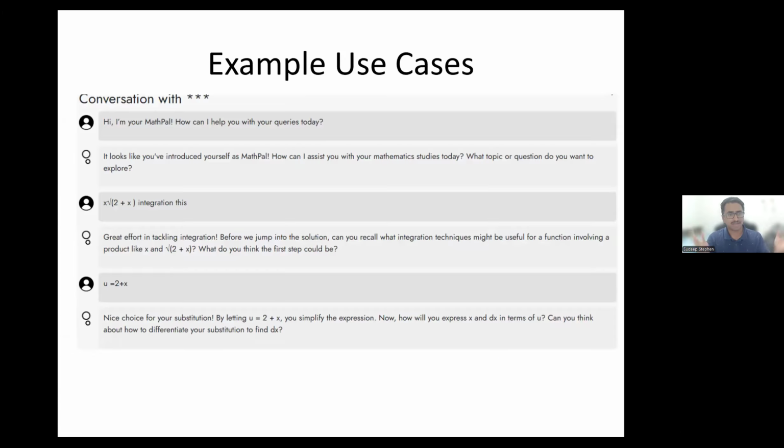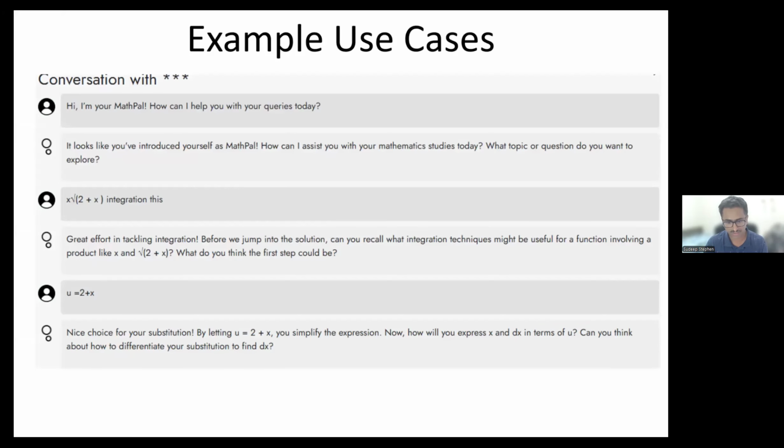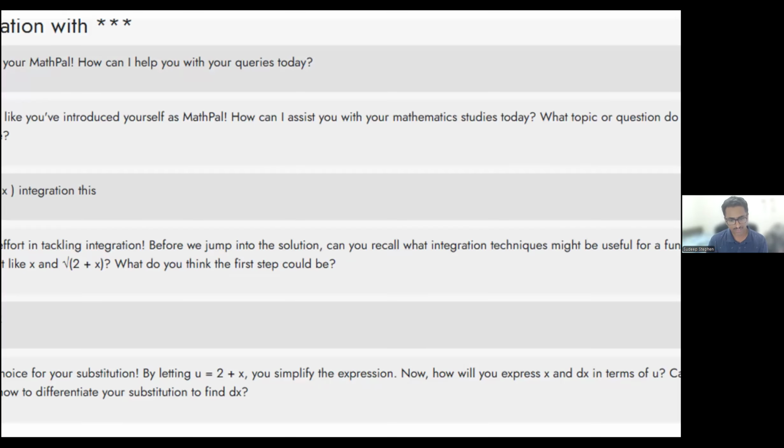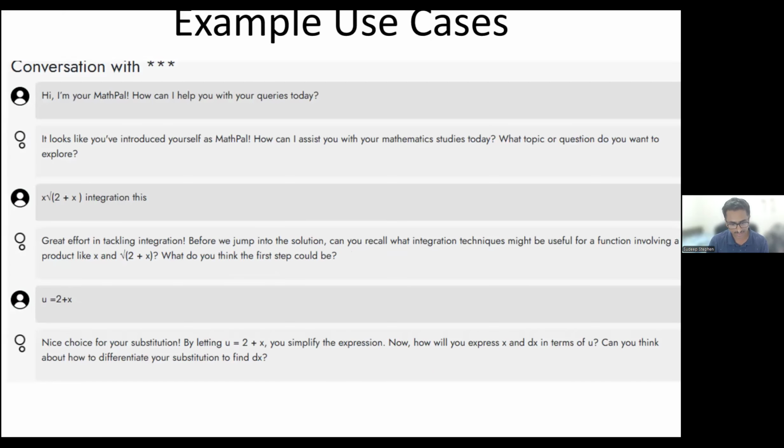So these are some example use cases. I just want to put it out here. I'll enlarge it a bit. This is the first question, a question the student asked. It asks us to integrate this. So now the student is looking for the solution, but the response is, great effort. But can you recall what integration techniques might be useful? What do you think the first step could be, and so on? It's asking you to look back into that.